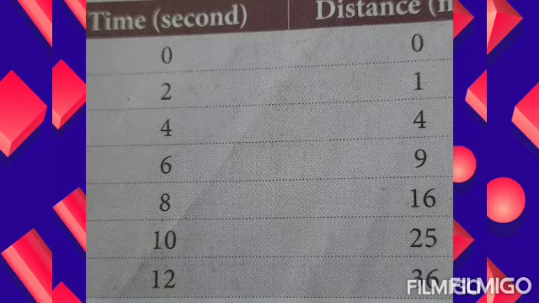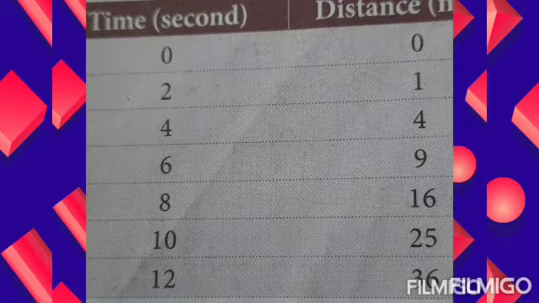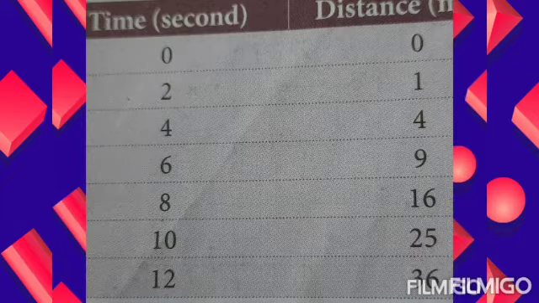Distance time graph and non-uniform motion. See, look at this table column. Time is given and distance is also given. So time 0, distance also 0. Now time 2 seconds, distance 1 meter. Then 4 seconds, 4 meters. So here the distance is unequal. So non-uniform means what? Unequal distance in equal intervals of time.